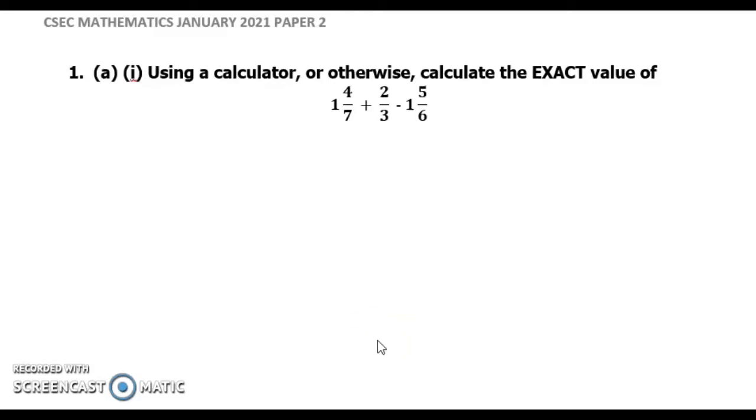Today we're going to be looking at part 1 of the January 2021 paper 2 for the mathematics CSEC paper. So we're going to go through the 2021 paper, however we're going to be uploading it in different parts.